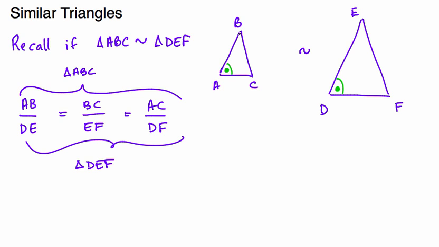The angle BAC, B then A then C, and E then D then F. So the same ordering of the letters, as we have to be exactly the same angles. And that has to be true not only for one angle, it has to be true for all three angles. The angles that are in the corresponding places have to be exactly the same. And if they are, then the two triangles are similar.